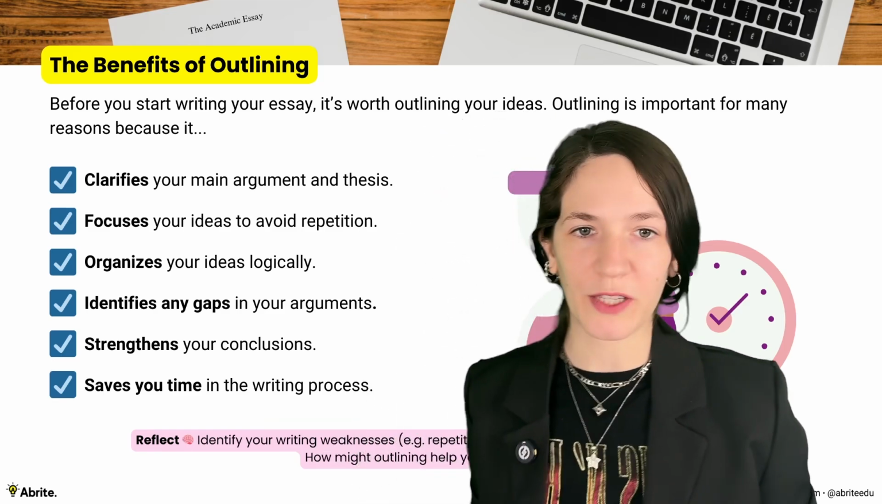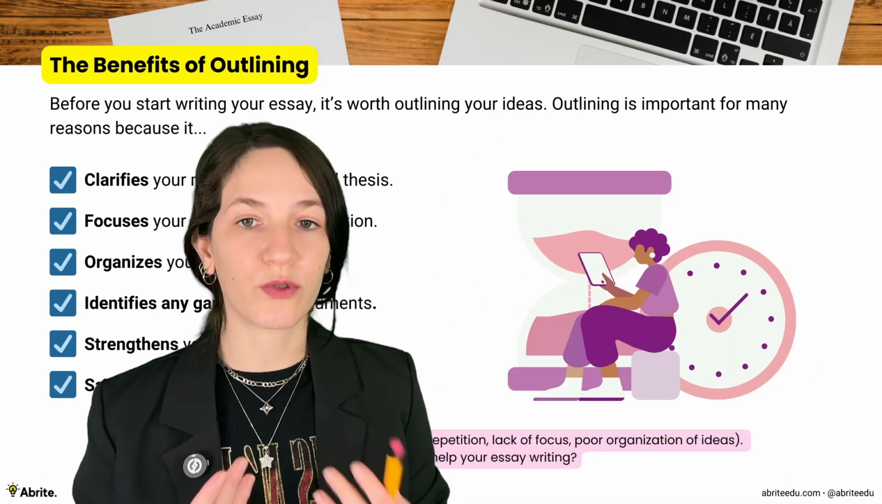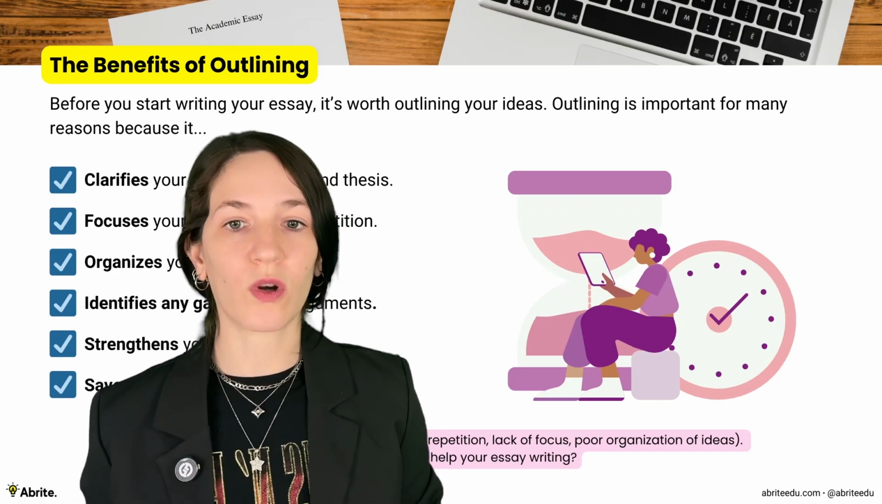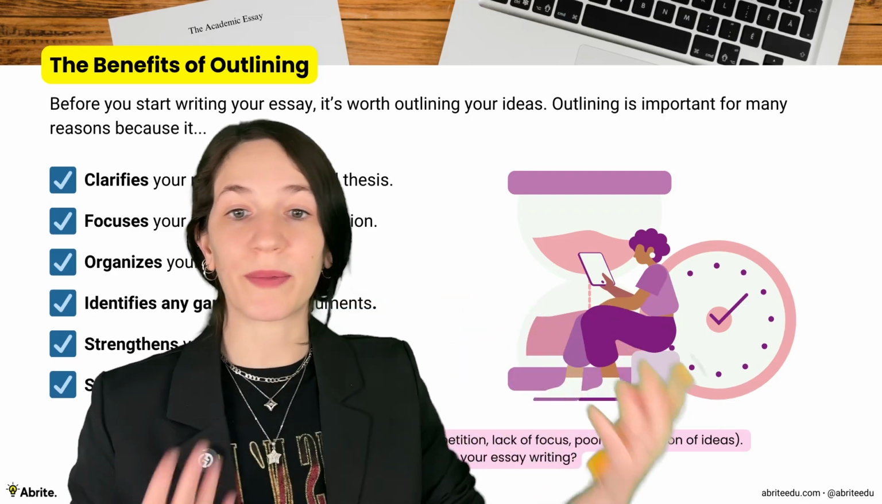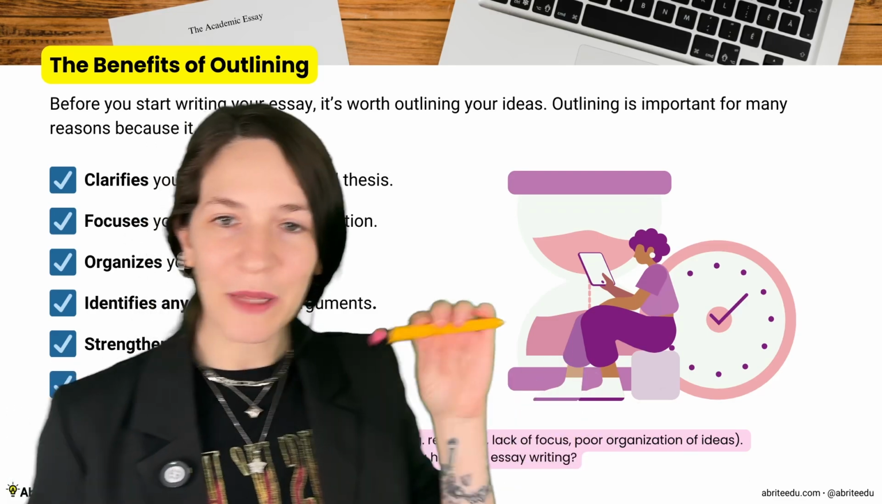Let's do a quick reflection and you can leave your responses in the comments. Think about things that you already feel like you struggle with in writing. It can be anything: organization, lack of focus, repetition. How do you think writing an outline would help improve those areas? Let me know in the comments.